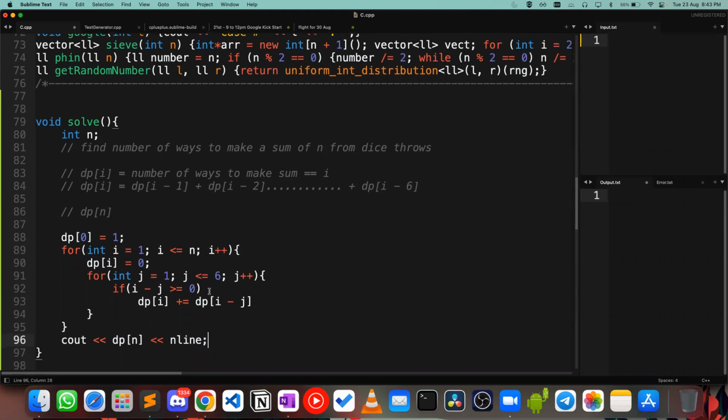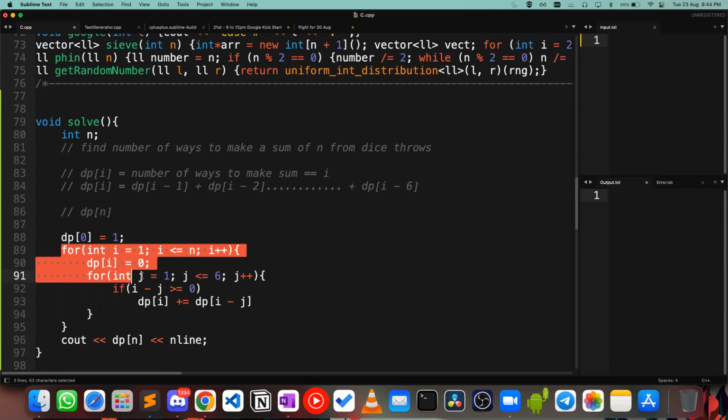Is this making sense to everyone? Somebody is asking why DP of 0 is equal to 1. You tell me how many ways there are to construct a sum of 0. You have to throw a dice, and you can throw it any number of times. Now, if you want to construct a sum of 0, will you throw any dice? You will not throw any dice. So there is just one way to construct it, right? Okay, perfect.